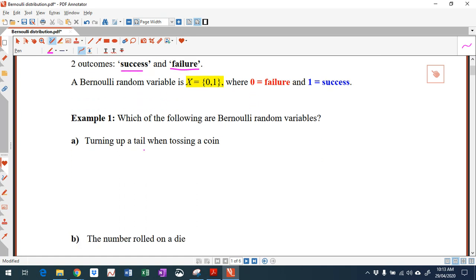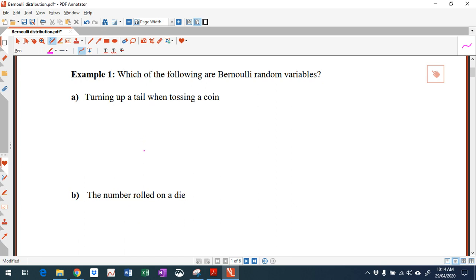Now, let's have a look at the first example. Which of the following are Bernoulli random variables? Okay, so for the first part here, let's start off by saying X can be 0 or 1, where I'm defining success as tails and failure as heads. So 1 is success, so that's going to be tails in this case.